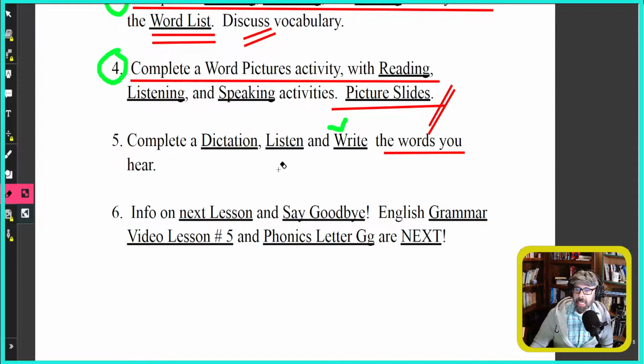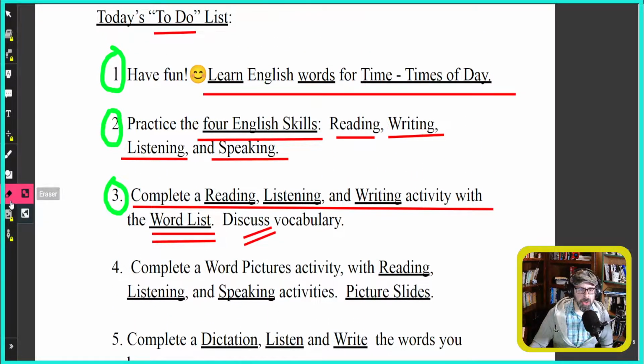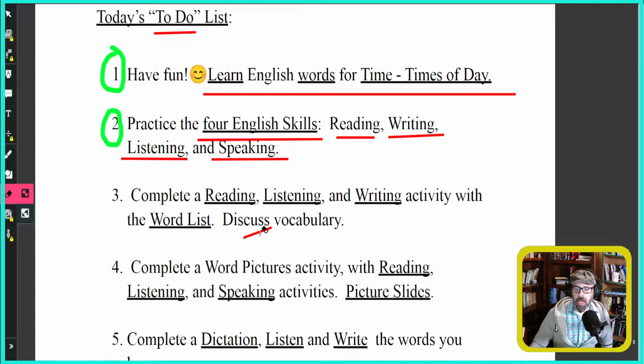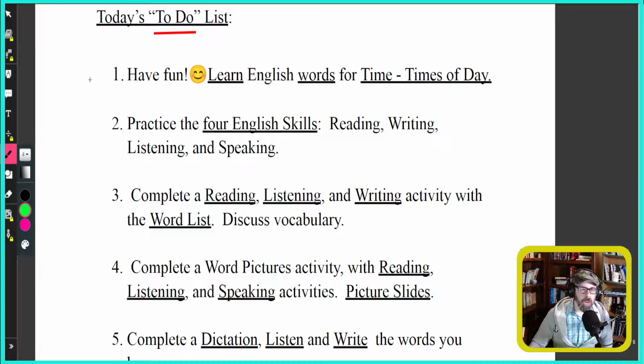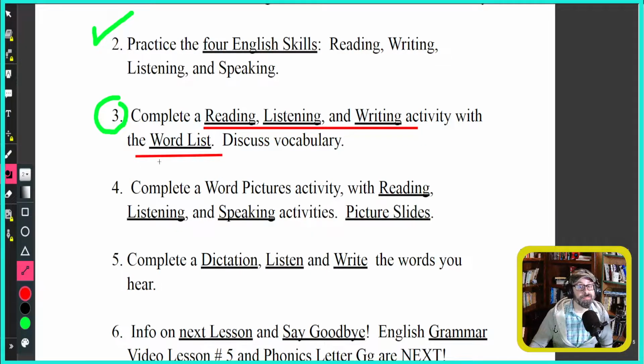All right, let's clean up the to-do list so that we can get ready for number 3. Number 1 and number 2 are things that we work on in every lesson, so we know that we will complete these as we go. Number 3 will be the first activity that we work on, which is reading, listening, and writing. We're going to use the word list.